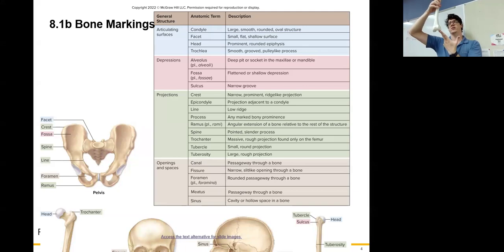So this is the lateral condyle of the femur. This is what's going to interact with part of your tibia. So the medial condyle, okay? We're going to have a few examples, like I said, of each of these.